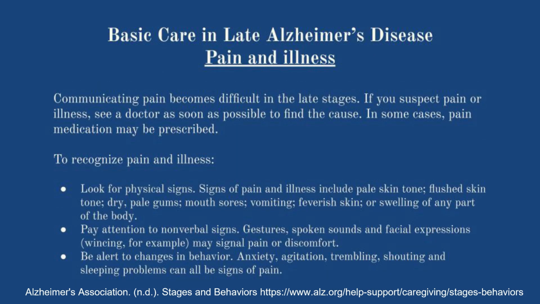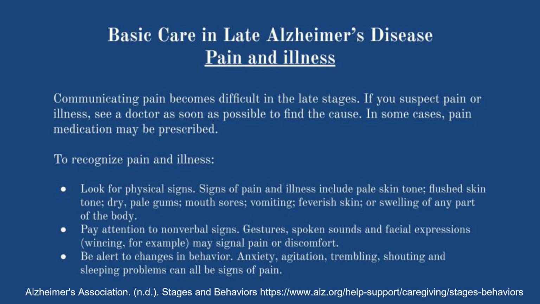In the late stages of Alzheimer's, communicating pain becomes very difficult. If you suspect pain or illness, see a doctor as soon as possible to find the cause. In some cases, pain medication may be prescribed. To recognize pain and illness, look for physical signs. Signs of pain and illness include pale skin tone, flushed skin tone, dry, pale gums, mouth sores, vomiting, feverish skin, or swelling of any part of the body.